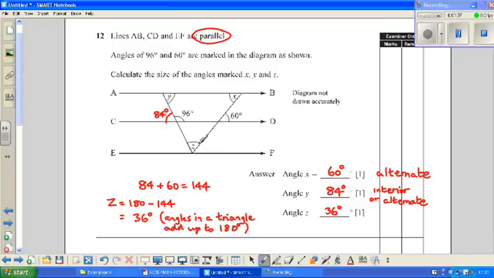Then the last one, Z, you hopefully can see that there's a big triangle there with the three angles X, Y, and Z in it. We already know X is 60 and Y is 84, so we add those together to get 144. And then the angles in the triangle add up to 180. So this third angle Z is 180, take 144, is 36 degrees.